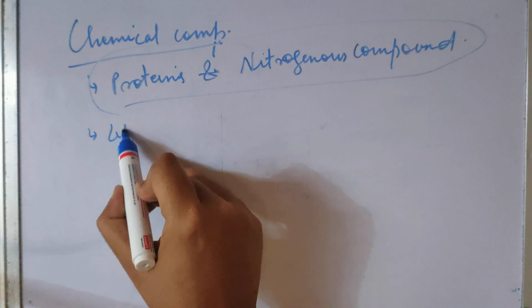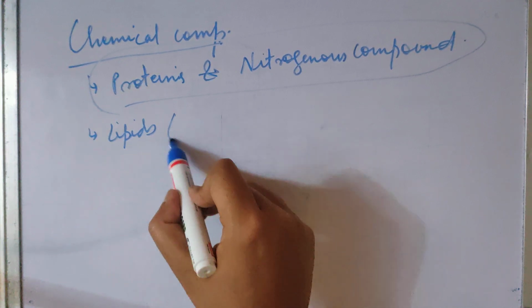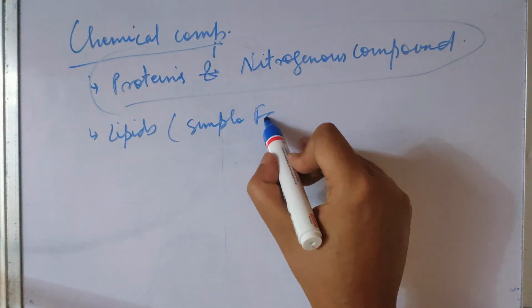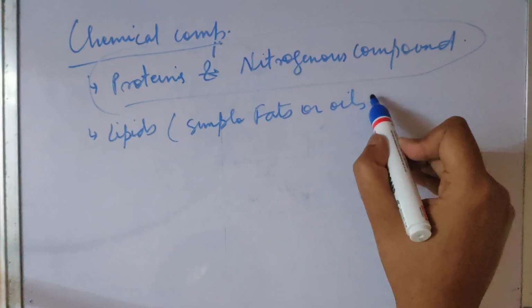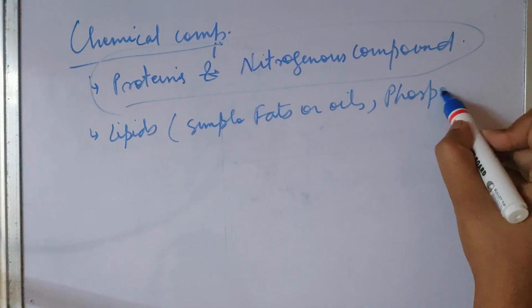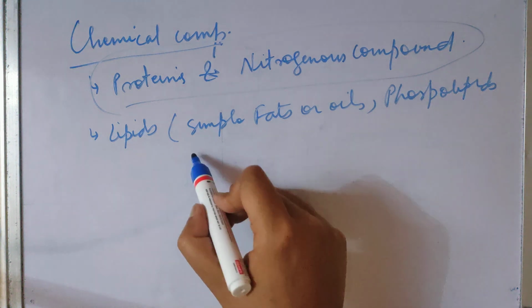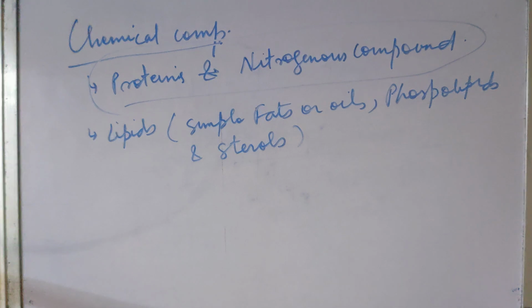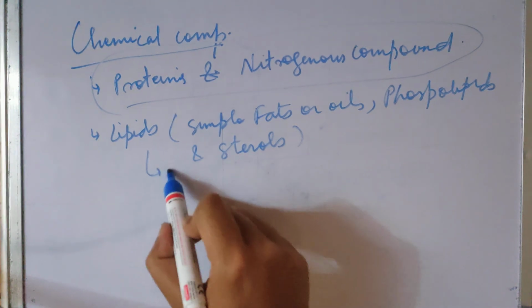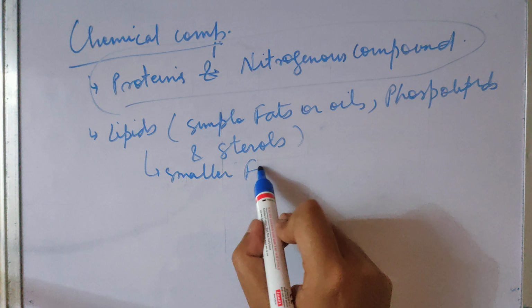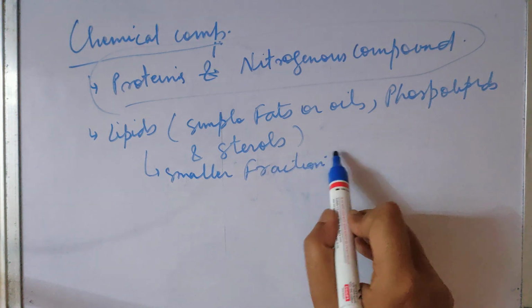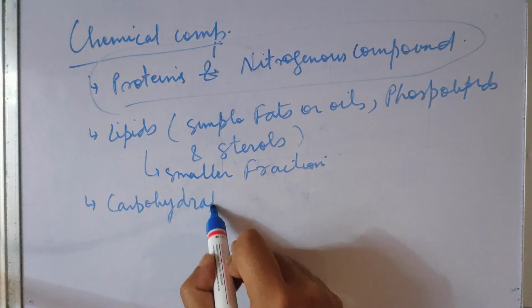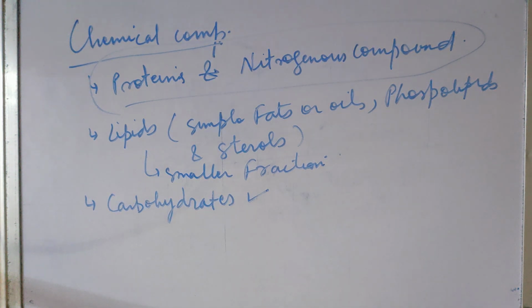The lipids. Lipids can be simple fats or oils, phospholipids and sterols. Lipids constitute a smaller fraction in protoplasm. Carbohydrates are present.